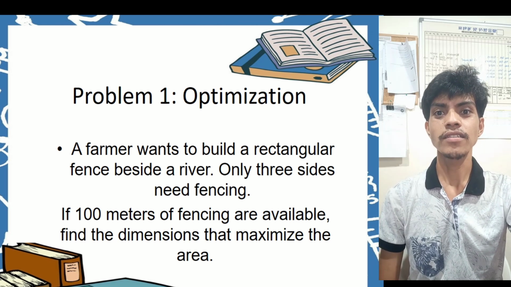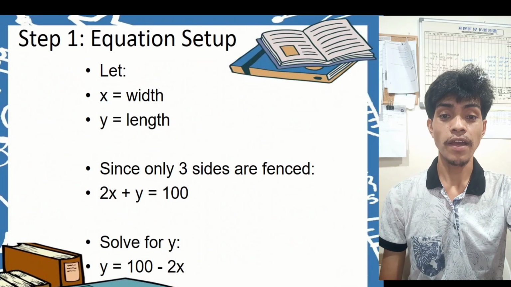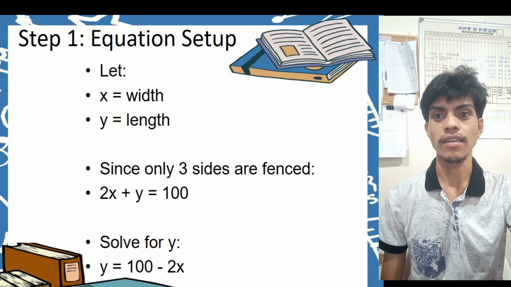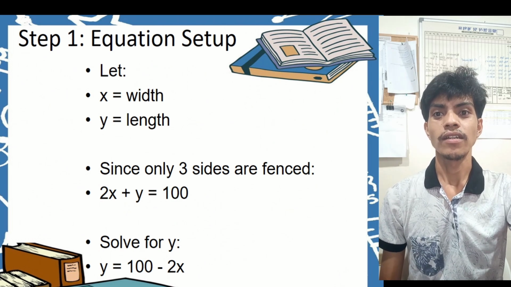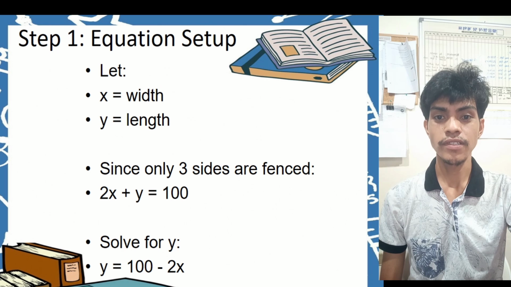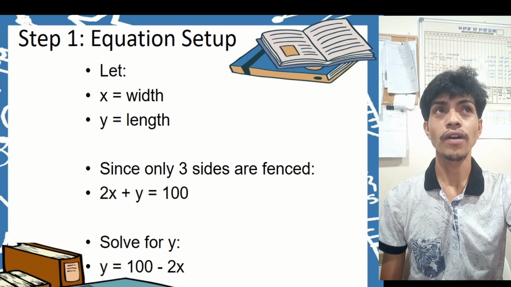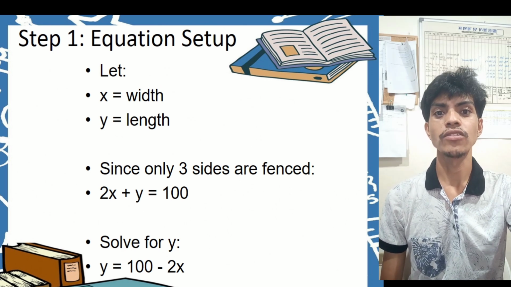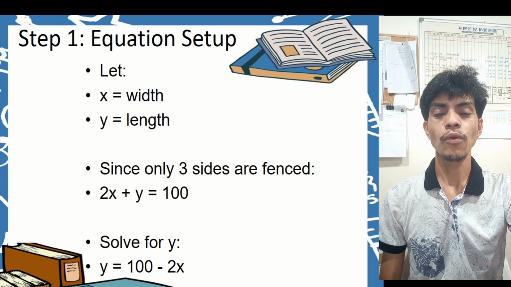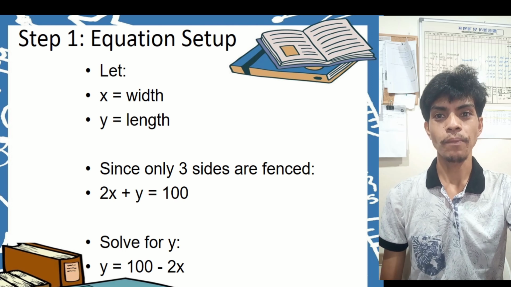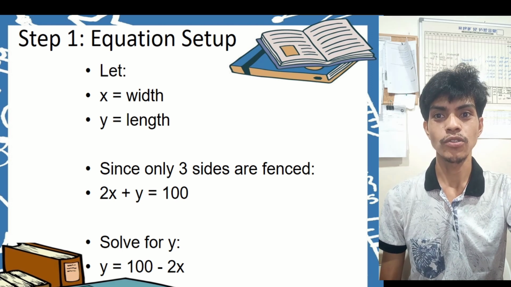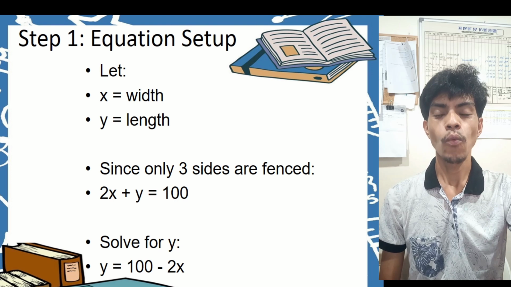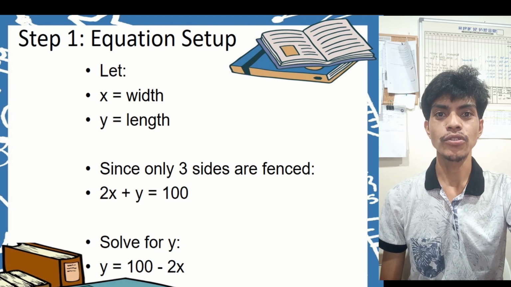Okay, here's step 1. Identify the given information. Let x be the width and y the length. Since only 3 sides are fenced, we have 2x plus y equals 100. So solve for y: y equals 100 minus 2x.